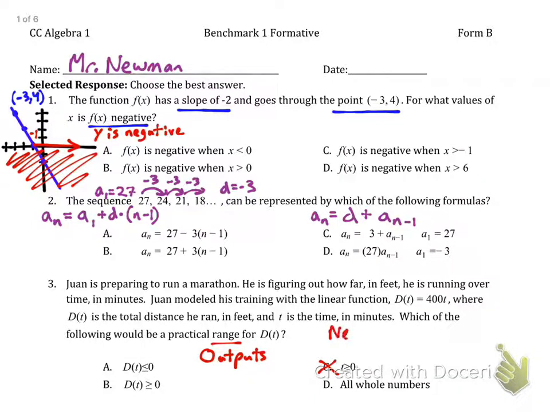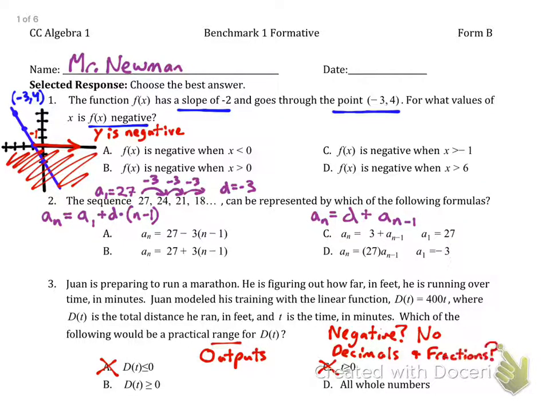Then we want to ask, all right, are negative numbers allowed? If not, then we need to cross one of these out, and the answer would be no, they're not allowed because we're talking about minutes from when he started training, or how far he ran. That crosses out A because d of t is less than or equal to 0 only includes negative numbers and 0.